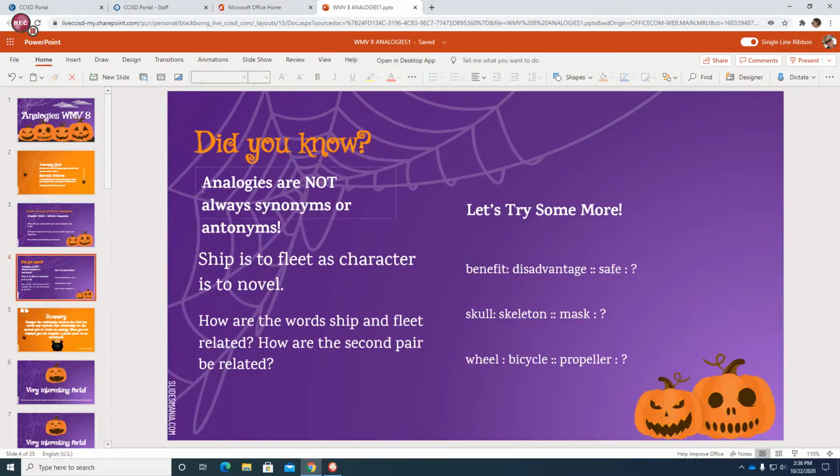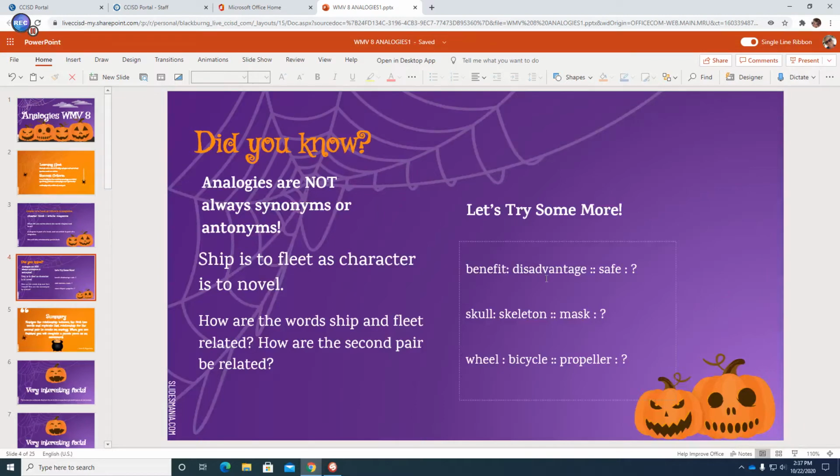Did you know analogies are not always synonyms or antonyms? Ship is to fleet as character is to novel. So a ship is part of a fleet as a character is part of a novel. How are the words ship and fleet related? How are the second pair related? Very good. That's what you have to ask yourself every time for an analogy. Let's try some together.